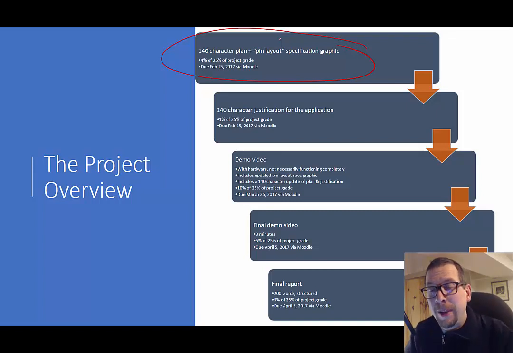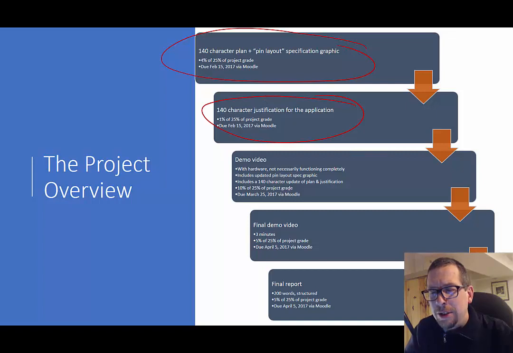Next up, at the same time, but in parallel to that, is a 140-character justification for the application. So why is this particular application of the hardware that you're putting together, so putting the stuff together and making it work, what good is it? Why is it an important engineering project? And that'll be worth 1% of the 25% of your project grade. And it's due as well on the 15th of February. So both of them relatively straightforward. We want you to put some thought into it, but it's not overly onerous in terms of what you actually have to deliver. So we want you to put some creative thought into it.